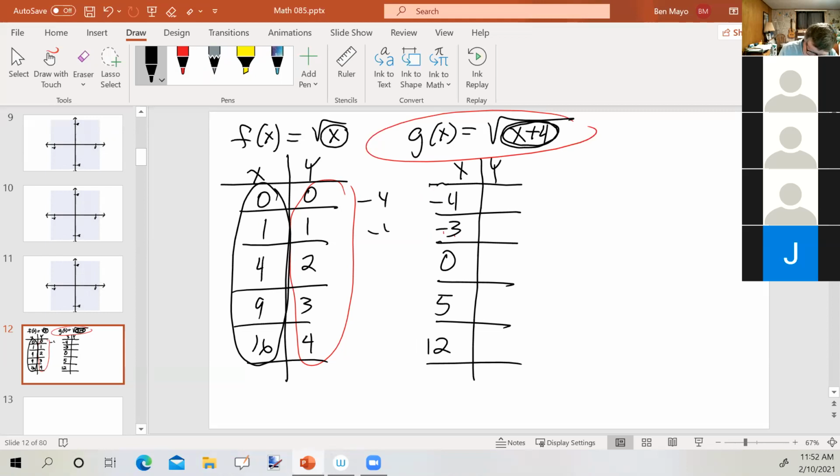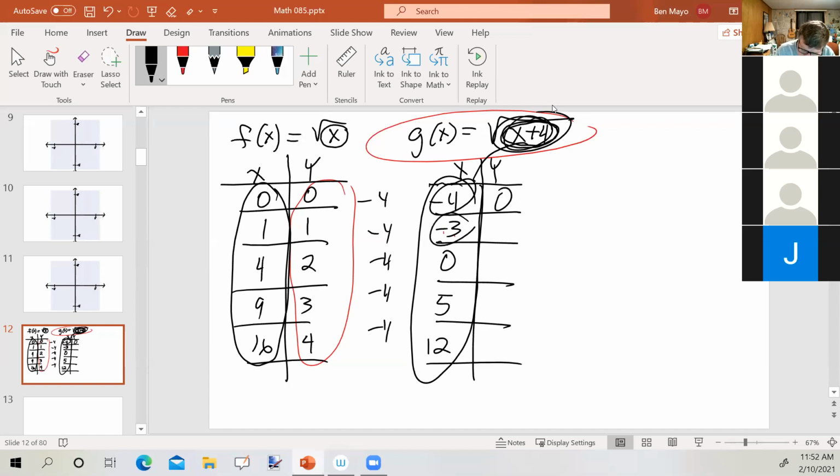So I subtracted 4. If I take these values and plug them in there, the first thing that happens is we add 4. So now we have 0, 1, 4, 9, and 16. Do you see what's happening there? Anybody? Yeah. Okay. So -4 plus 4 is 0. The square root of 0 is 0. -3 plus 4 is 1. The square root of 1 is 1. 0 plus 4 is 4. The square root of 4 is 2. 5 plus 4 is 9. The square root of 9 is 3. 12 plus 4 is 16. The square root of 16 is 4. Okay.